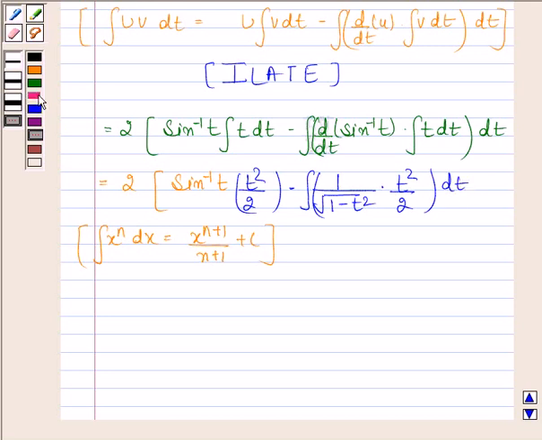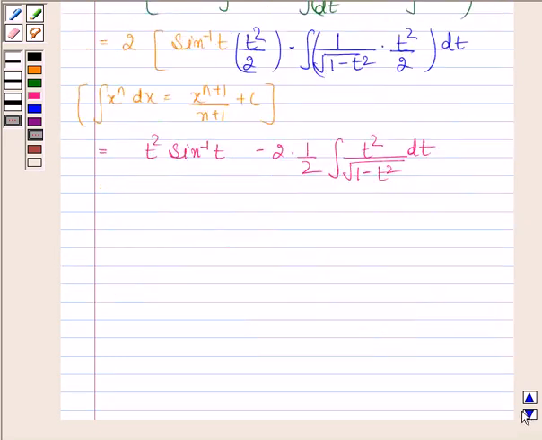Now this is equal to t square sin inverse t minus 2 into 1 by 2 into the integral of t square by square root of 1 minus t square with respect to t. And this is equal to t square sin inverse t minus the integral of t square by square root of 1 minus t square dt.